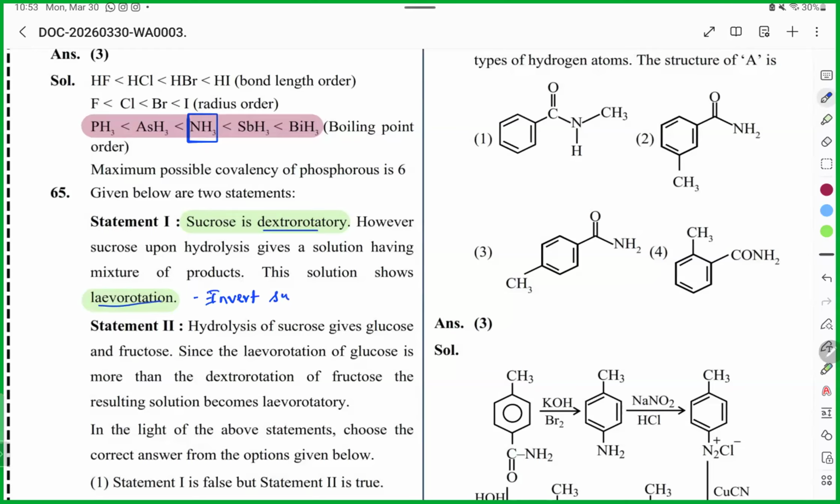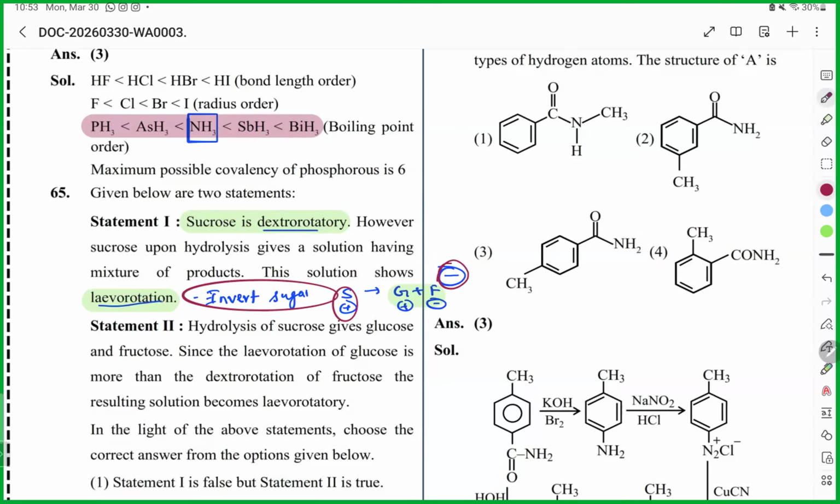It is invert sugar, where sucrose is positive, but glucose and fructose: glucose is positive, fructose is negative. So net fructose is more. That's why the net product of these two is negative. This is positive, this is overall negative. Correct? So that's why it is called invert sugar. Any doubt? No, sir.